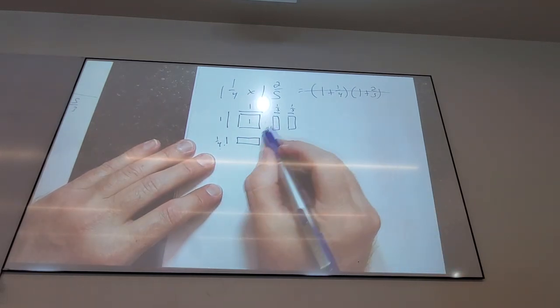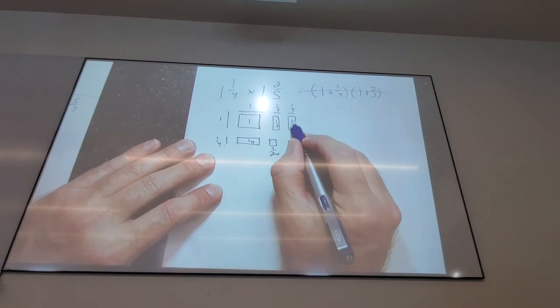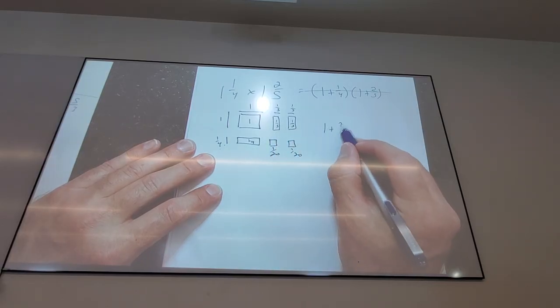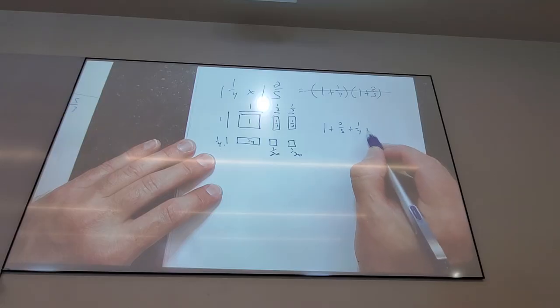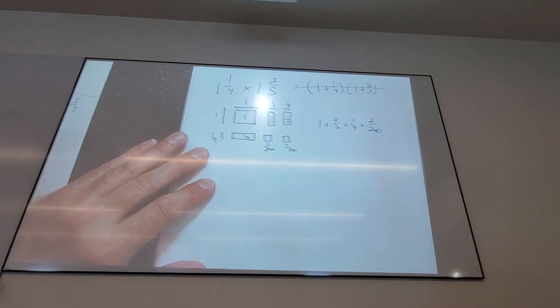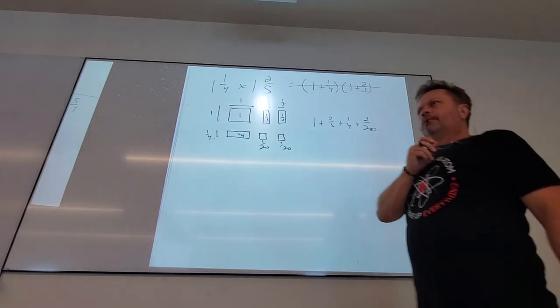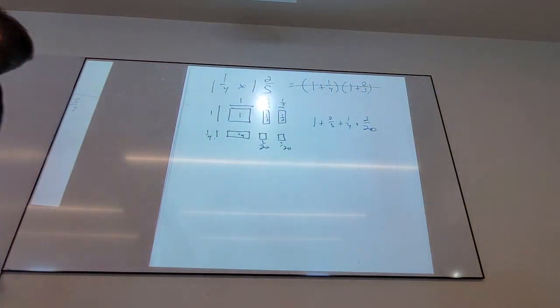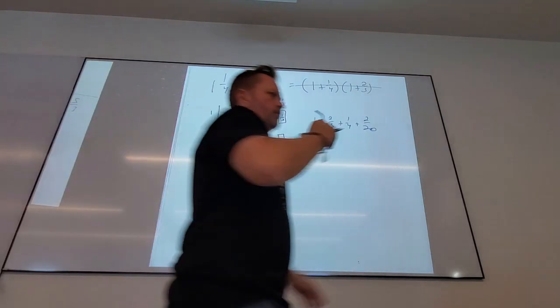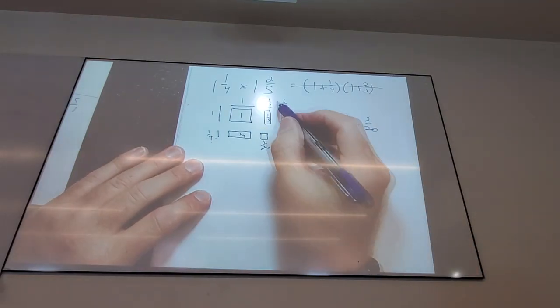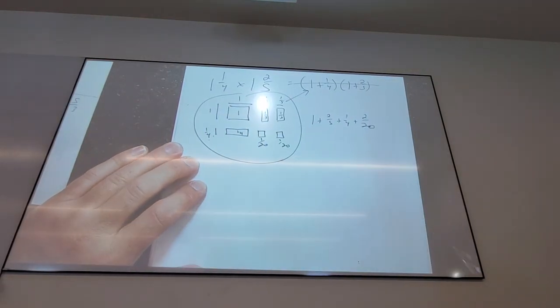So the answer is going to be 1 plus 2/5 plus 1/4 plus 2/20. Yes? This is not a way I would show a student to get them to understand. This is a lot wrapped up in it. This is a way just to show a visual of mixed number multiplication instead of making it into improper fractions. This is actually a way to visually FOIL.